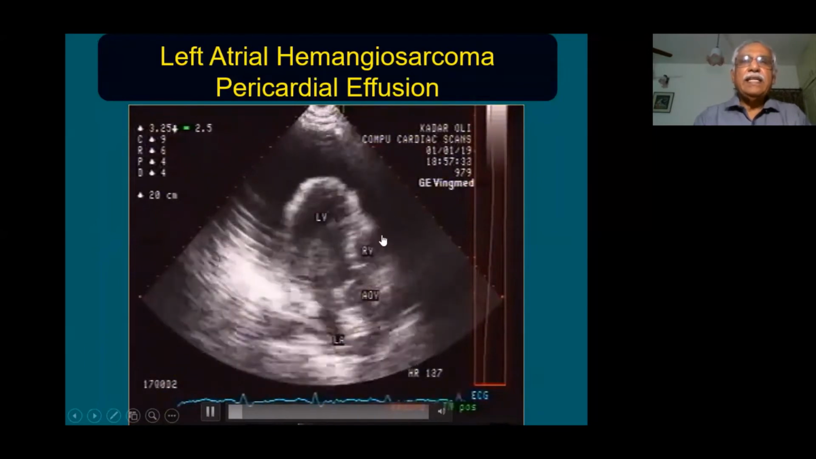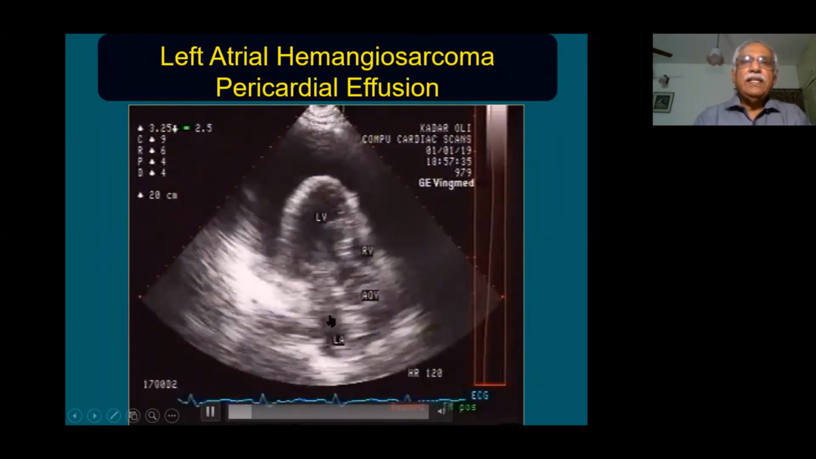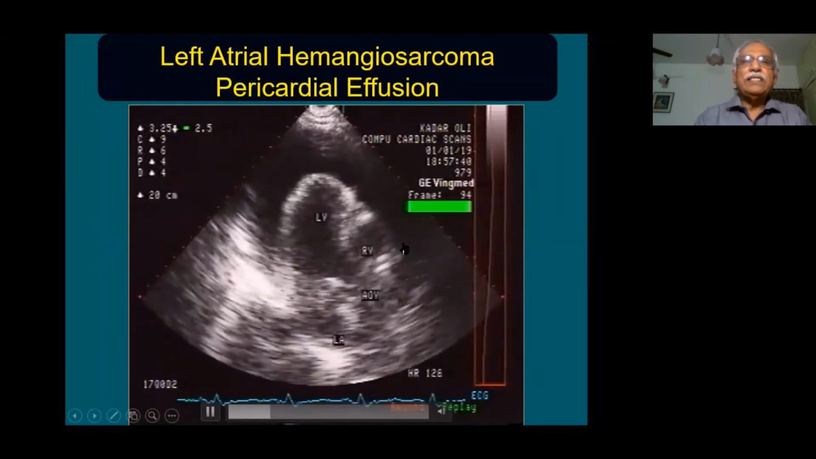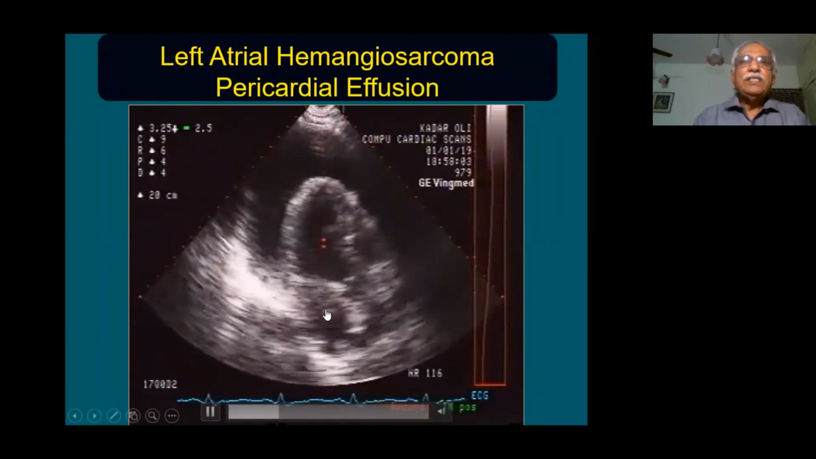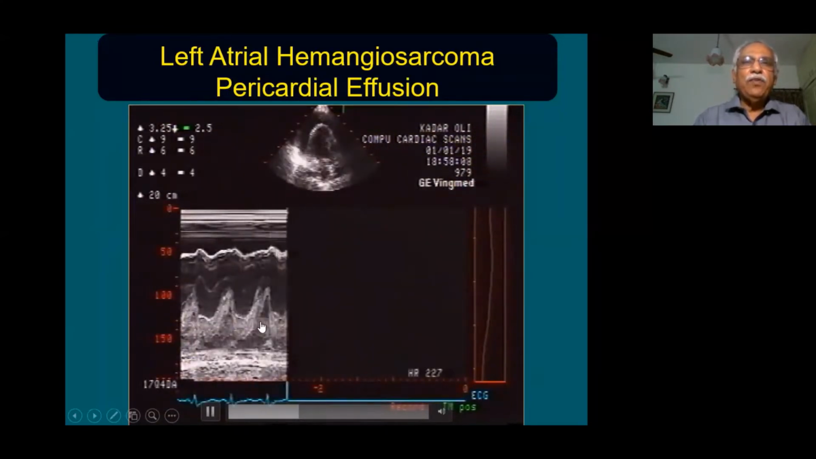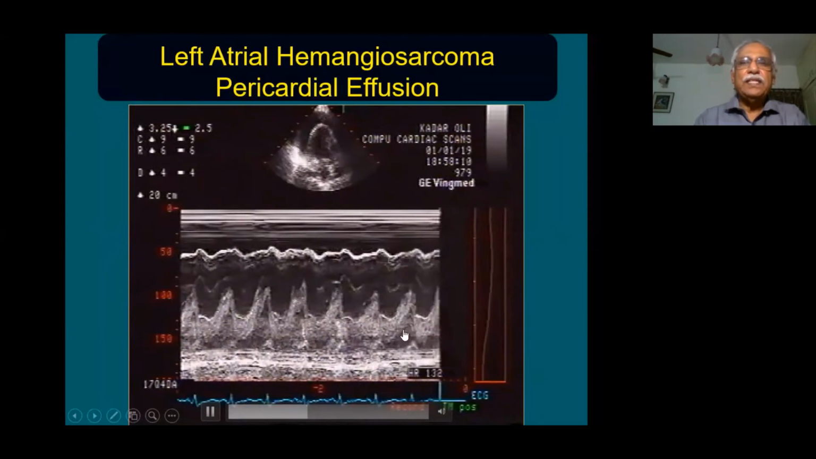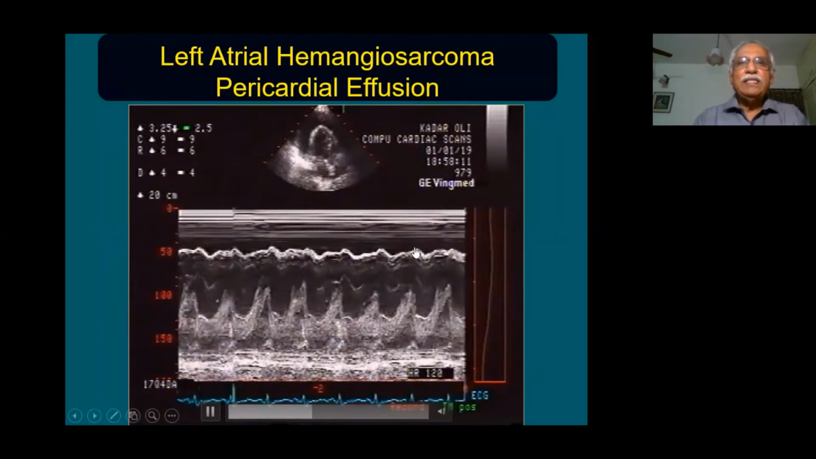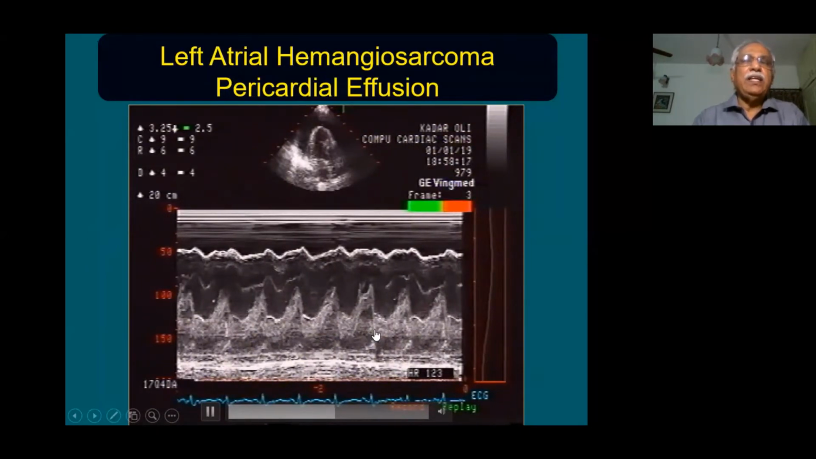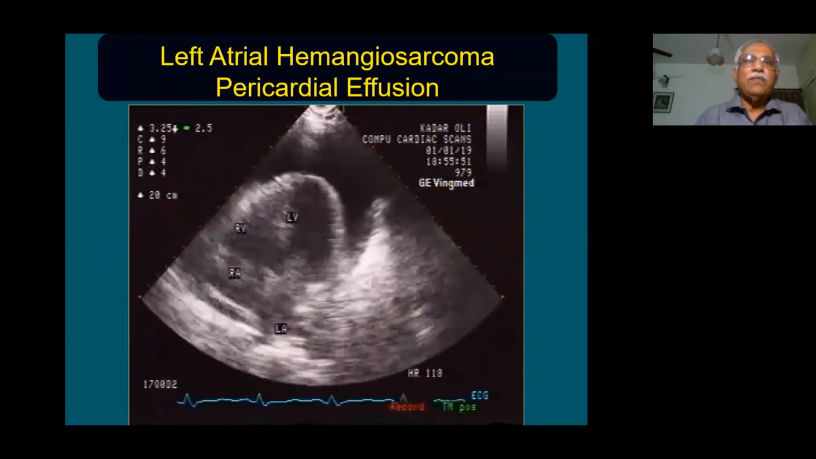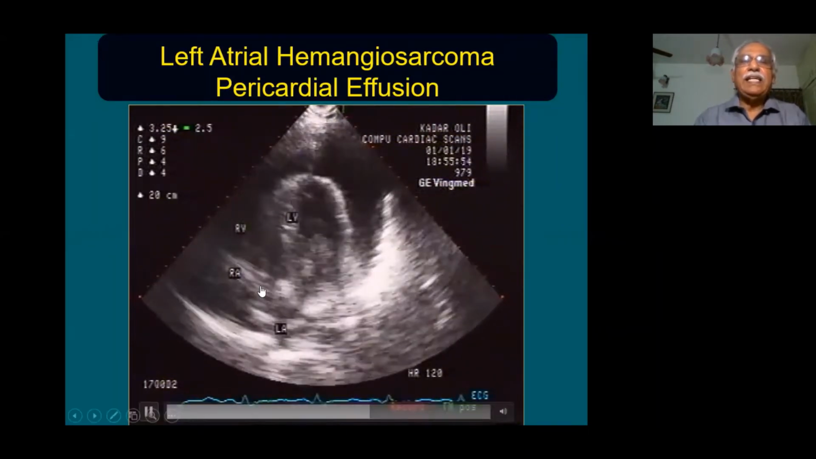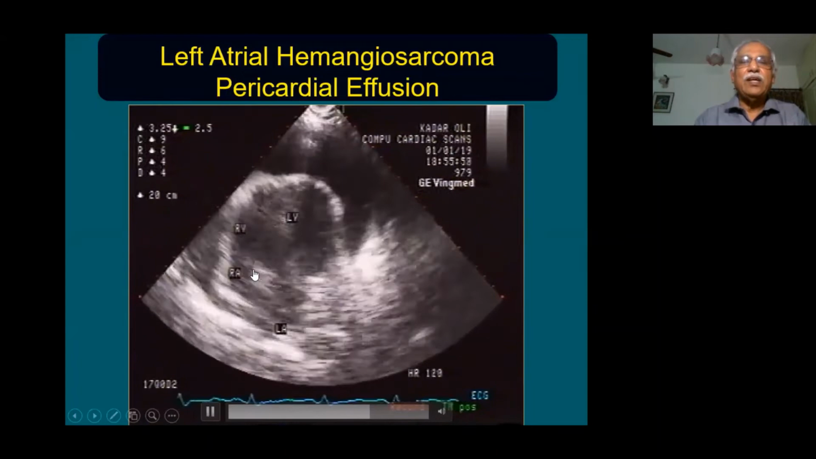In this case, the recording is not so good. We have seen two cases. There's a large pericardial effusion with some amount of cardiac tamponade. You see a mass inside the left atrium. You can see the mass floating into the mitral valve orifice. Whenever you see a large mass with a large pericardial effusion with an atrial mass, it is likely to be an angiosarcoma.